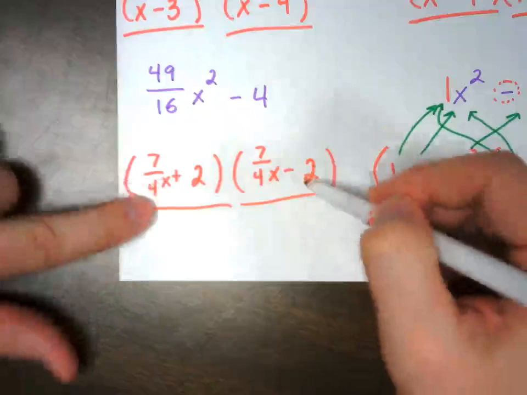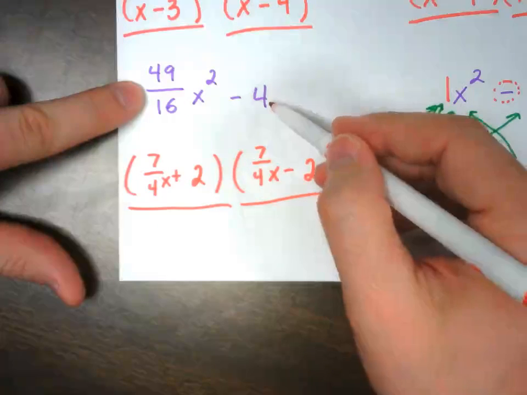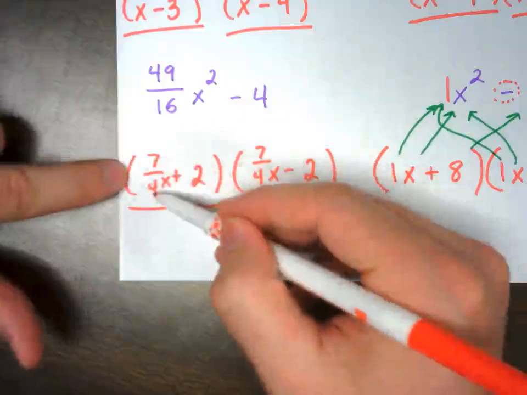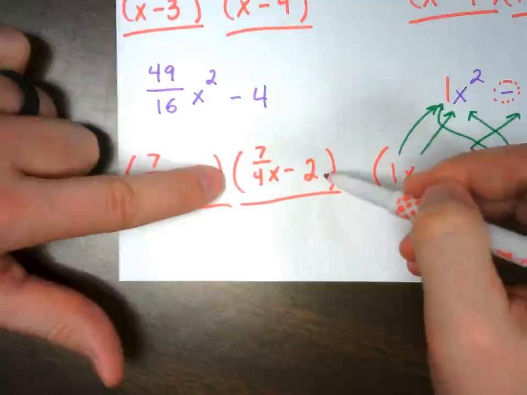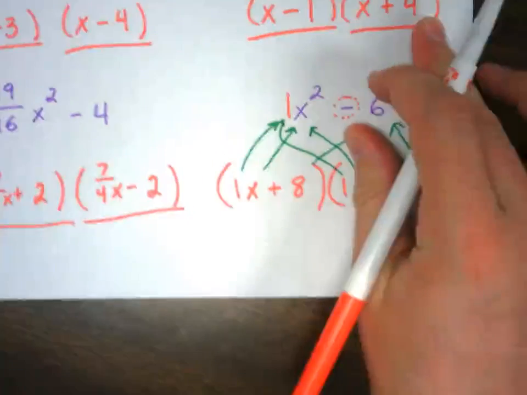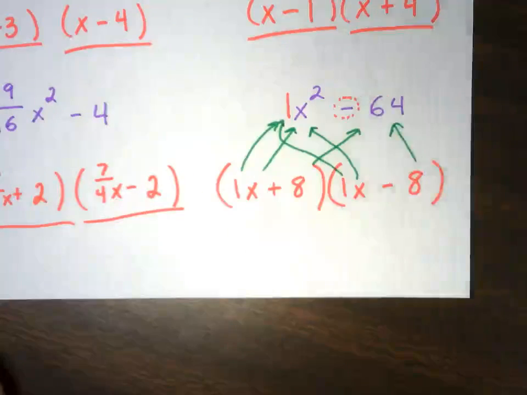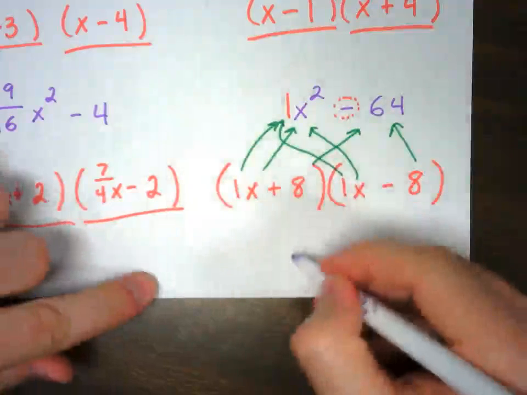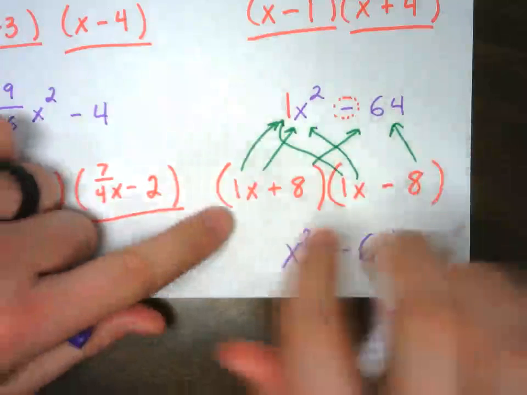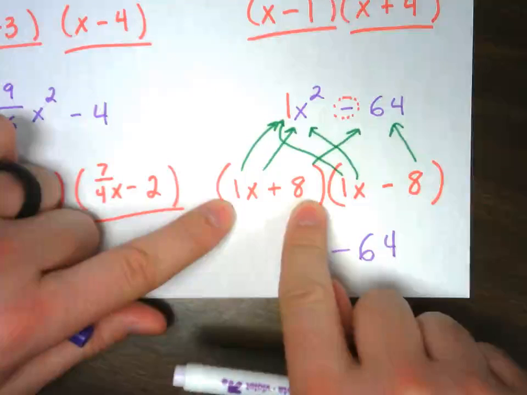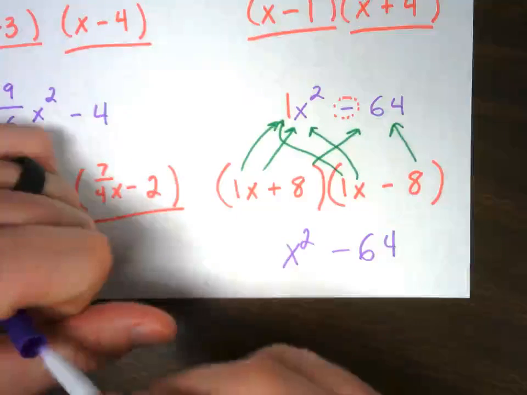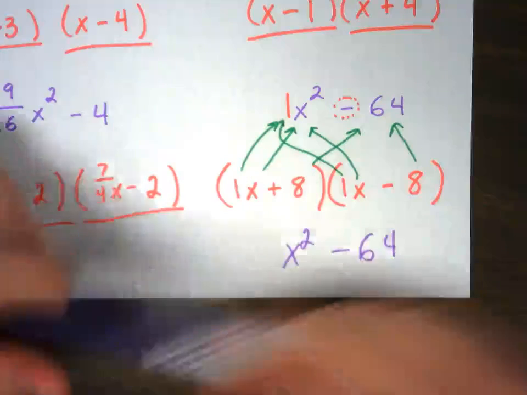This and this are factors of our original equation. So kind of keep that in mind. In order to get this, we have to multiply 7 over 4x plus 2 and 7 over 4x minus 2. And that would get us back to our original equation. Just like over here in this problem. In order to get back to, there's a lot of scribble going on there. Our original problem was x squared minus 64. In order to get back to that, we'd have to do 1x plus 8 times 1x minus 8 would get us right back to our original equation. Those are factors, things that multiply to get us back to our equation.